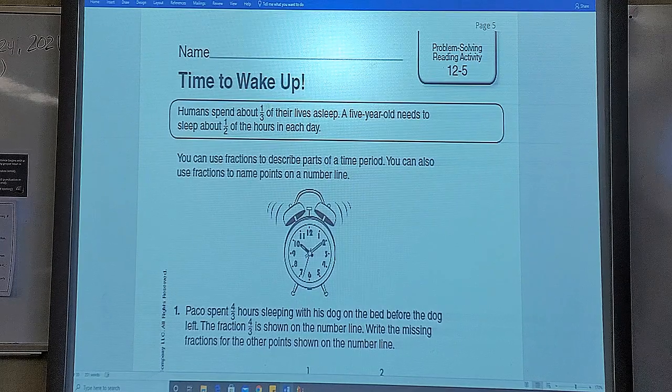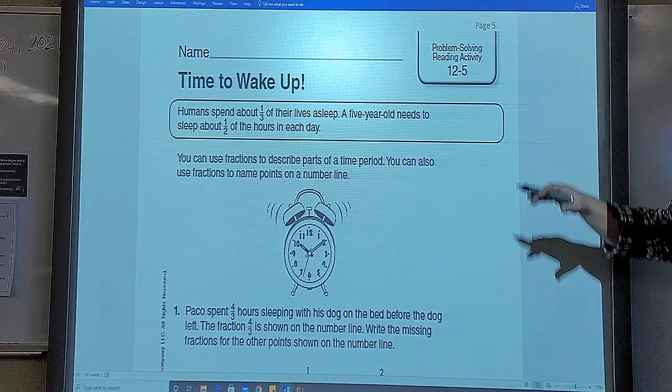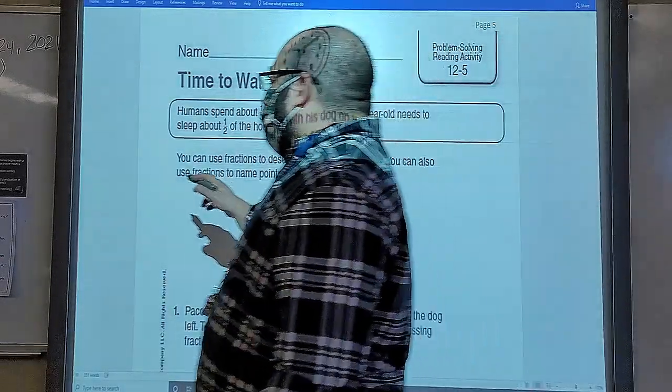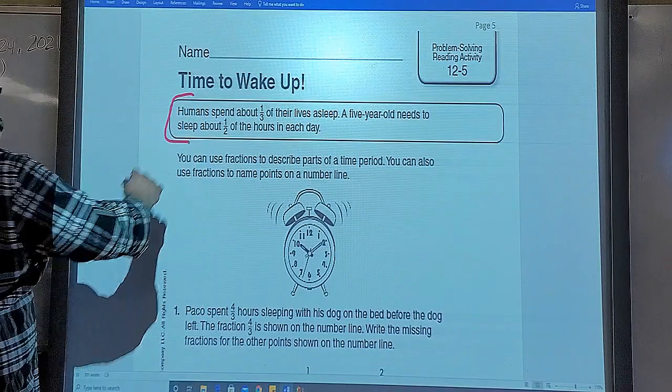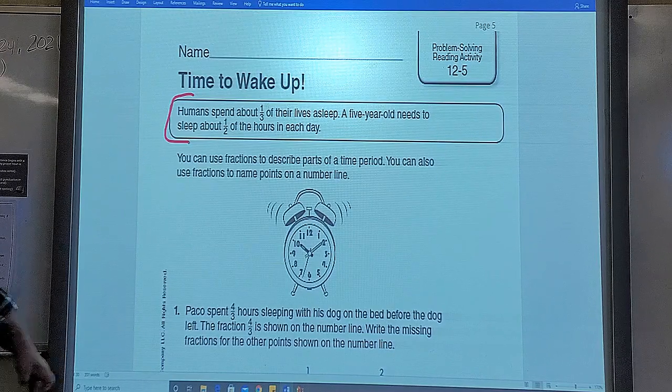But I'm going to go over this again. So, let's look at this one again. This is a special type of activity for our curriculum. It's a problem-solving reading activity for the same lesson. It says, over the top, here's a little lesson here. Humans spend about 1/3 of their lives asleep. A 5-year-old needs to sleep about 1/2 of the hours of each day. Bonus question. What would be 1/2 of the hours of one day?